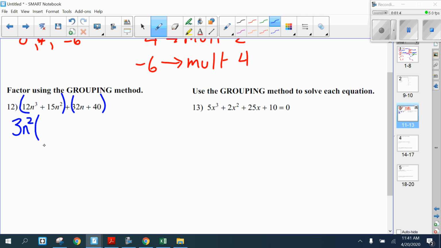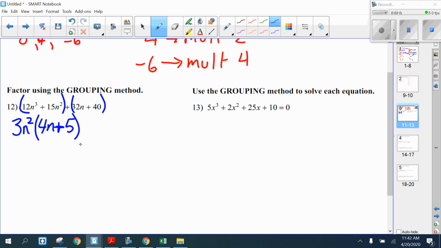So think about factoring that out, or think about distributive property. 3n squared times 4n would get me back to 12n cubed, plus 3n squared times 5 would get me back to 15n squared. So that's the first group. Now look at the second group.